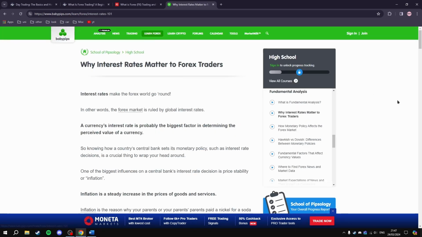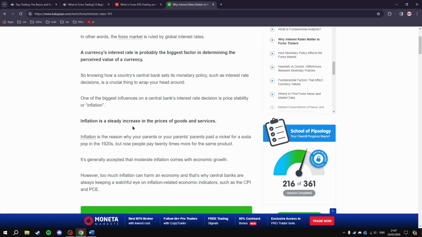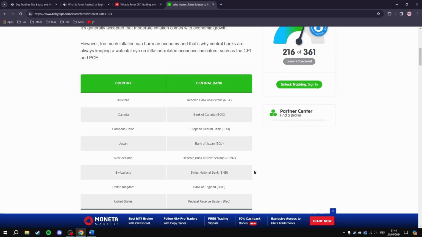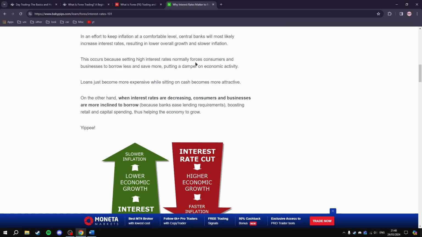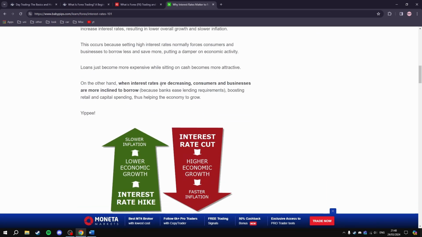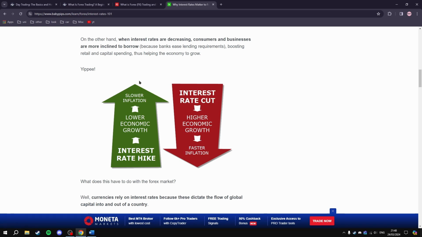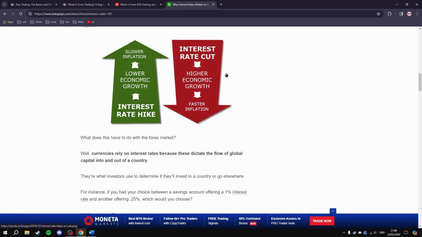So in the last video, we went through what interest rates matter to Forex traders. A currency's interest rate is probably the biggest factor in determining the perceived value of a currency. Inflation is a steady increase in the price of goods and services. All the various central banks for each country. When interest rates are decreasing, consumers and businesses are more inclined to borrow, boosting retail and capital spending, thus helping the economy to grow. And for the opposite, when interest rate is cut, it leads to higher economic growth and faster inflation.